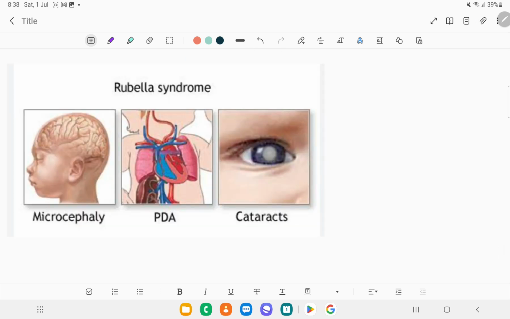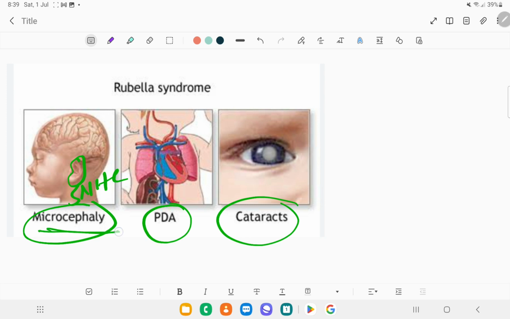Now this is a congenital rubella syndrome picture, guys. The child has patent ductus arteriosus, the child gets cataract, and another third feature is actually sensorineural hearing loss, and definitely such children will have microcephaly. Microcephaly means the head becomes small.